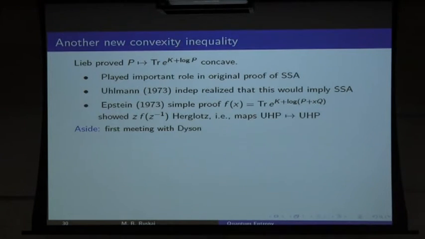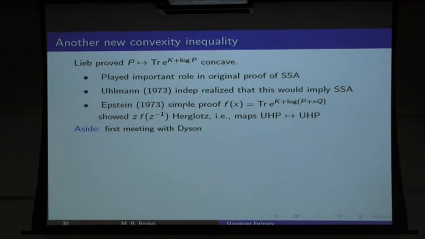Now I want to mention briefly another new convexity inequality, because it goes back to my first meeting with Freeman Dyson. In the paper of Lieb, there was a long chain of convex trace functions. And one is that trace e^(k + log p) is concave, which is rather curious because if these commuted, e^k, you would just get trace e^k p. It would be linear, and there's no obvious reason why it should go in one direction or the other, but it is in fact convex.